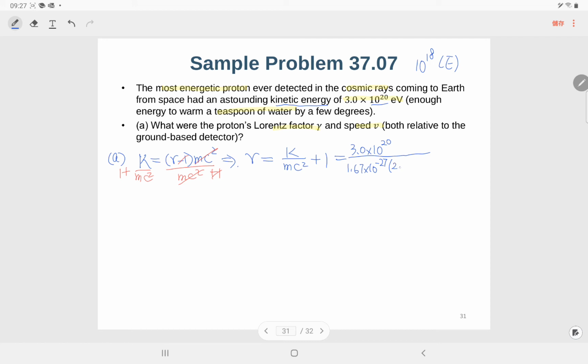And then c squared is (2.998 times 10 to the 8th power) squared. And then this one over 1.6 times 10 to the minus 19. This one is longer. This is plus 1. So gamma is very, very large, which is 3.2 times 10 to the 11th power. Extremely large.